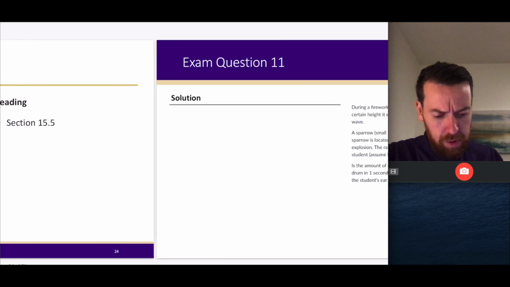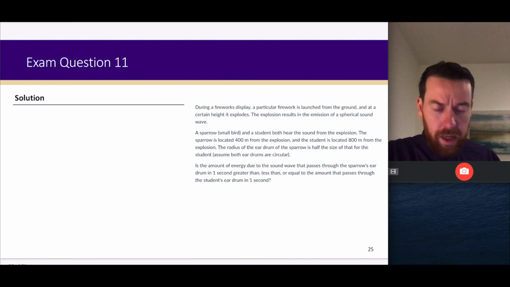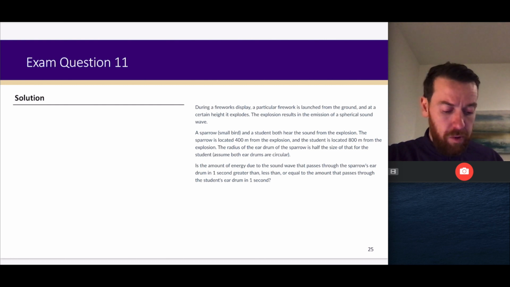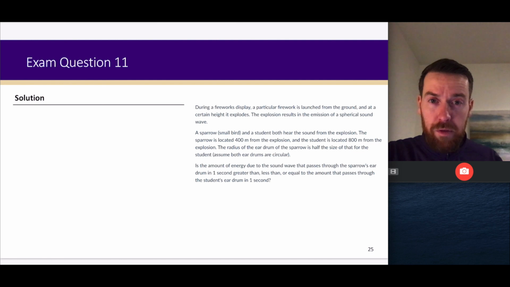The context was a mix of qualitative and quantitative, and we can dig into a lot of detail on the quantitative if we know the relationships between the intensity and the area, both the area of the sphere plus the area of the ears, in this case the eardrums. But let's just work through it here.